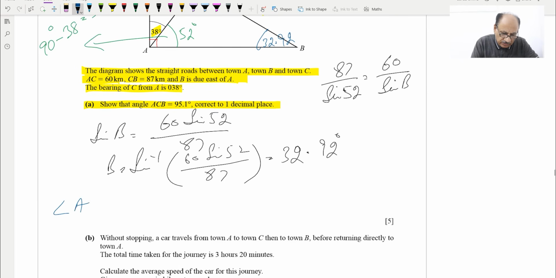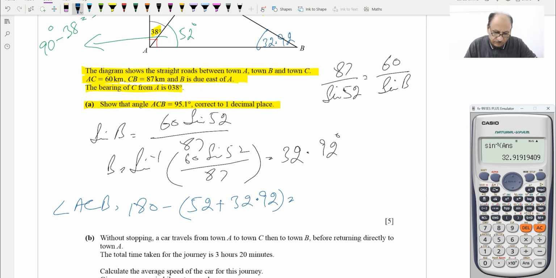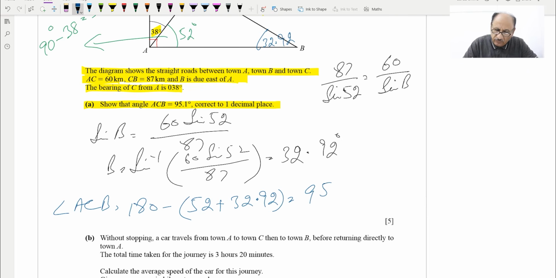So angle ACB will be equal to 180 minus the other two angles, which are 52 and 32.92, and this is equal to 180 minus in brackets 52 plus answer, bracket close, and this is giving us 95.08, or we can say approximately equal to 95.1 degrees, and this was for 5 marks.